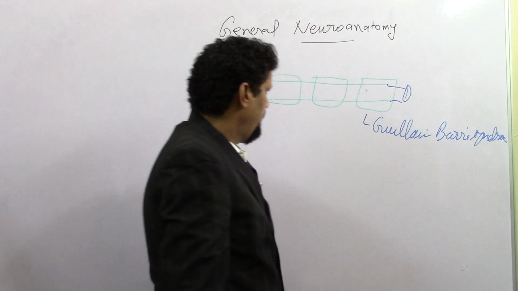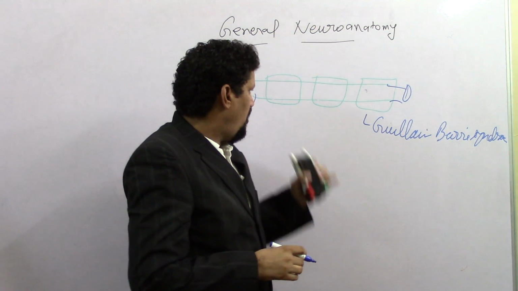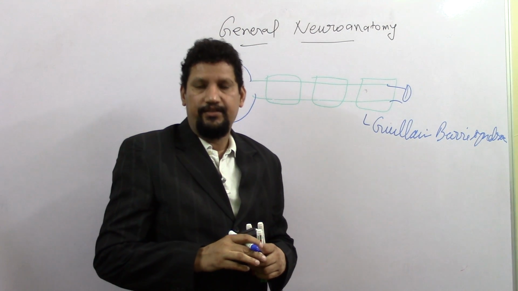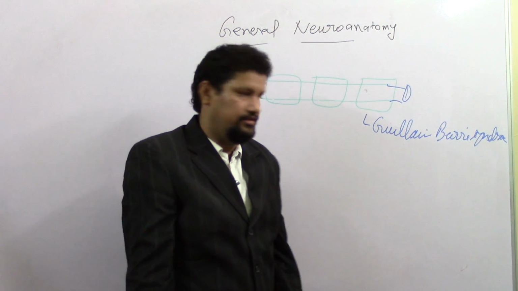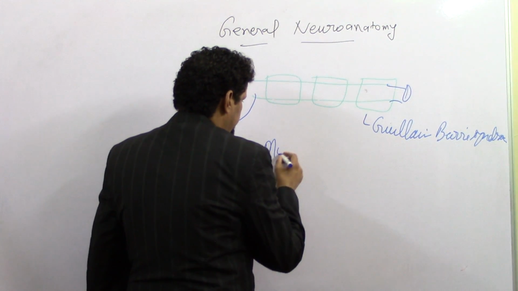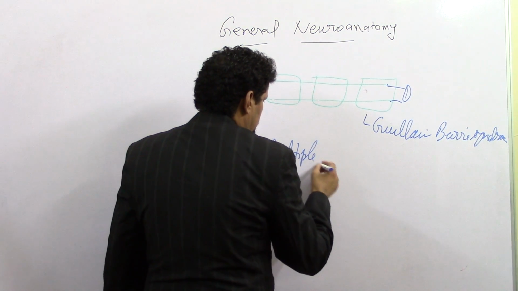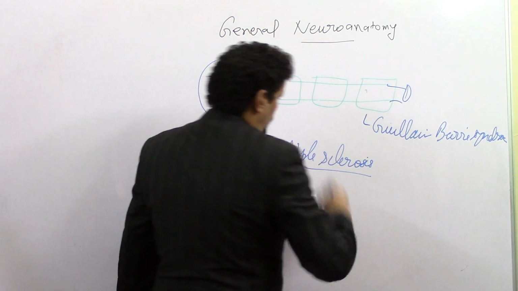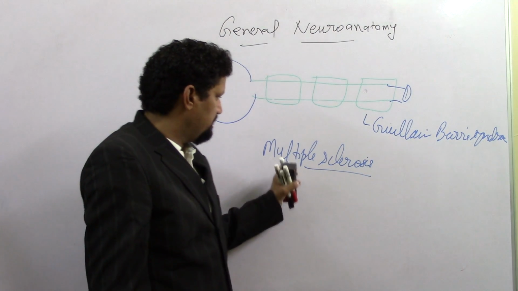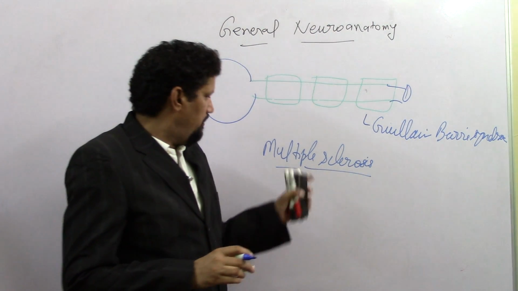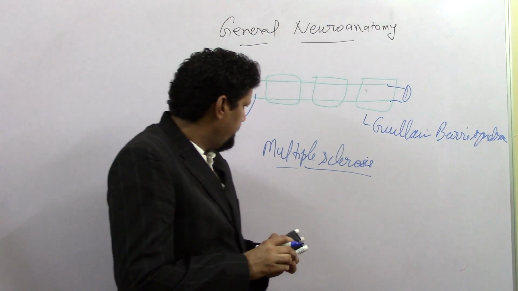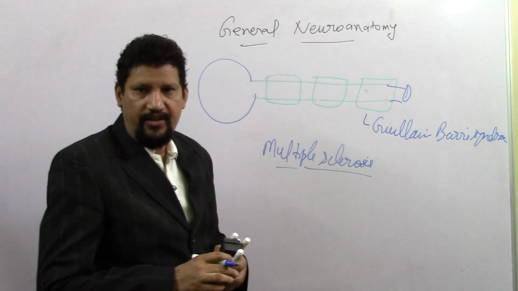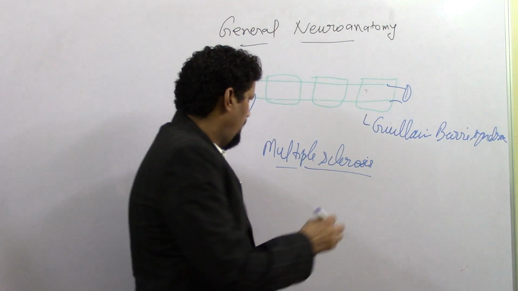In another condition, the myelin sheath is destroyed by autoimmune antibodies inside the central nervous system. This condition is known as multiple sclerosis, where the optic nerve is also affected, because the optic nerve is not a true nerve. Myelination of the optic nerve is done by oligodendrocytes. So in multiple sclerosis, the optic nerve is also damaged.